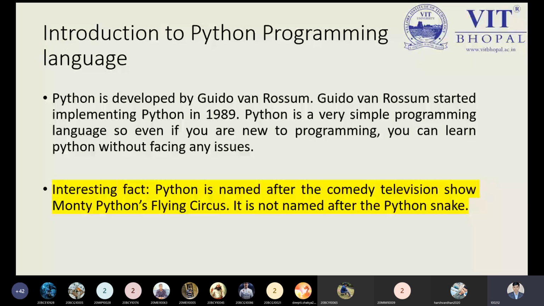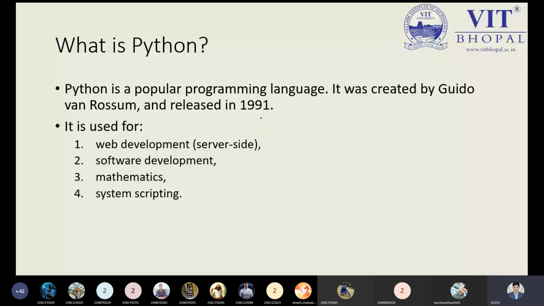Now, why are we understanding Python? If I write here "what is Python," you will not say, sir, you are talking about the Python snake. No, right now we are talking about the Python programming language. So in short, what is Python? Python is a popular programming language created by Guido Van Rossum and released in 1991, but it was developed in 1989 and released in 1991. So a 2-year gap was required for releasing.